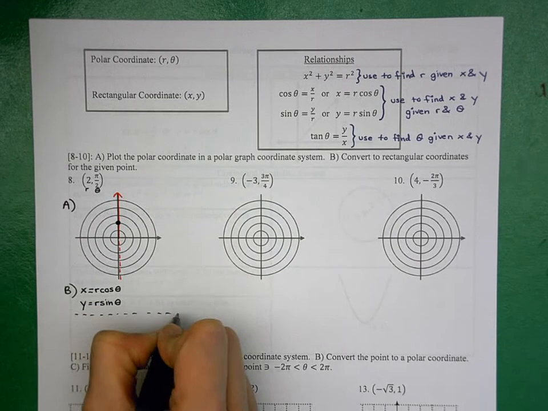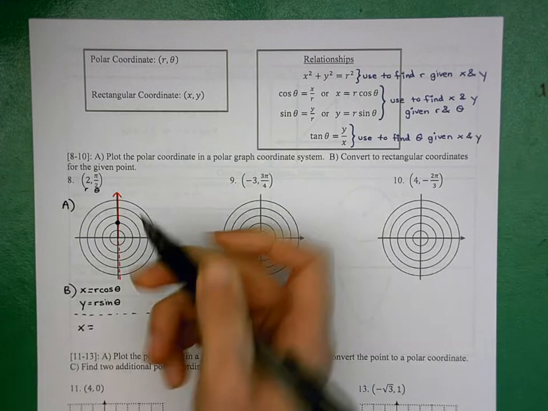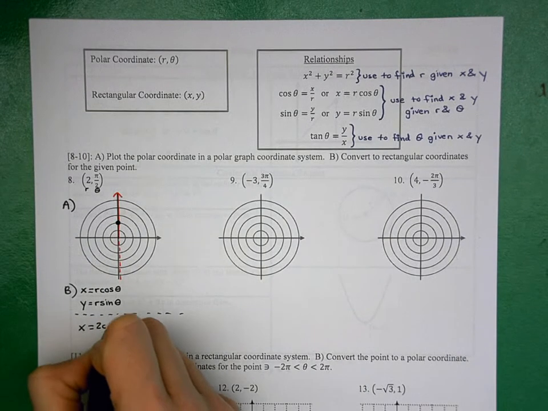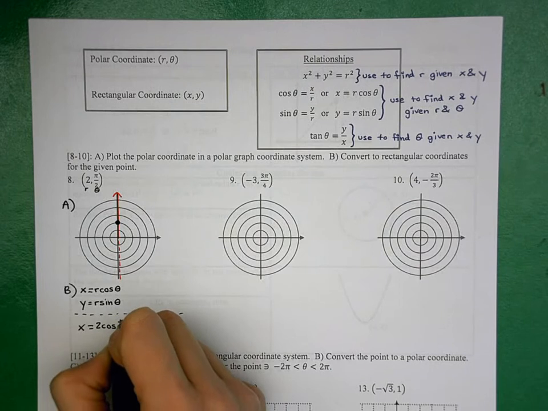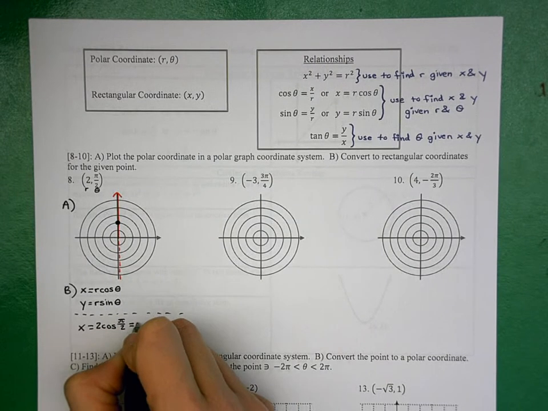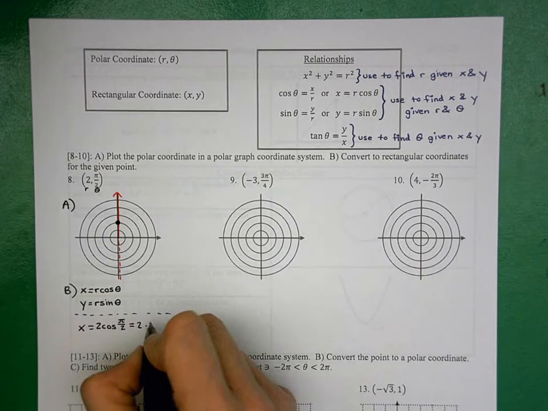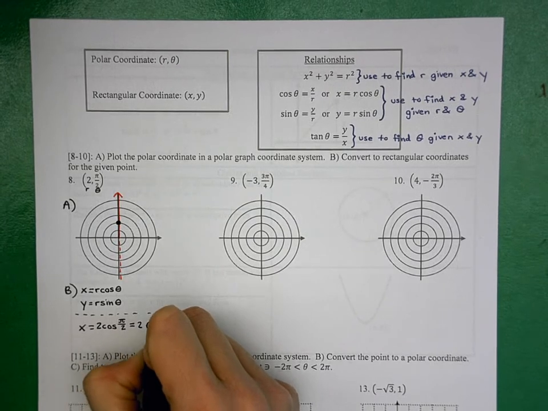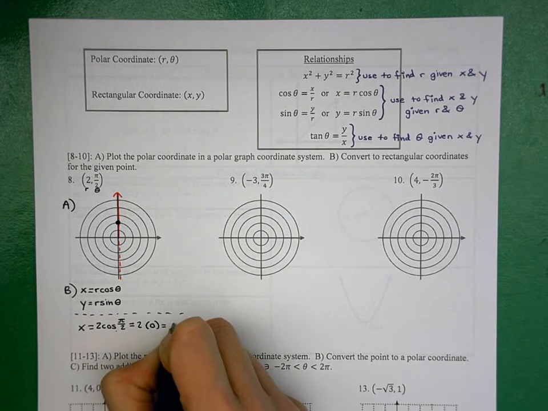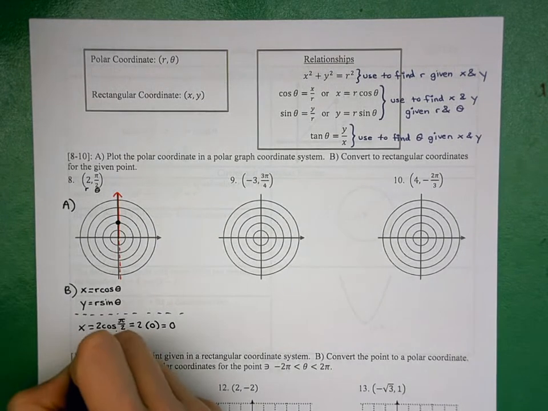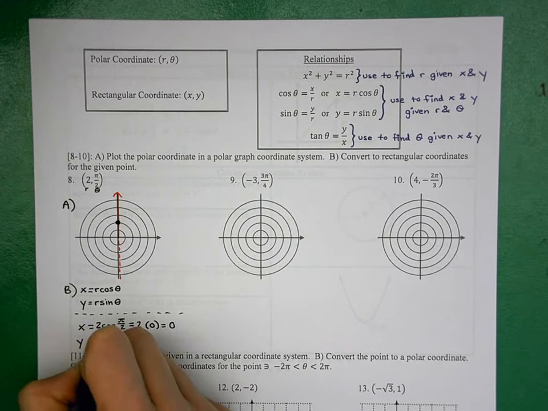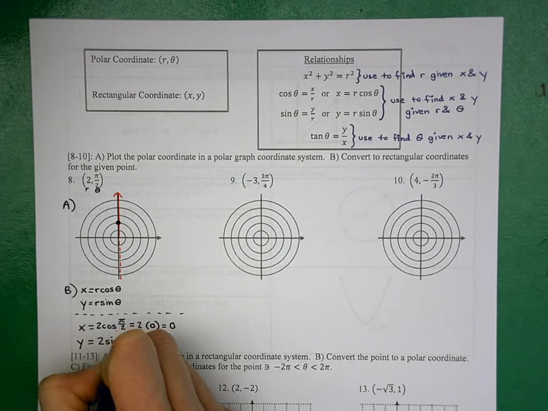My x then would be my r, which is 2, times the cosine of theta, which is pi over 2, so 2 times the cosine of pi over 2. Take a moment. What's the cosine of pi over 2 again? Draw your triangles, do your unit circle, do your hand trick, however it is, you figure out what cosine of pi over 2 is. And cosine of pi over 2 is 0. And so this is 2 times 0, which is 0. And then y equals my r, which is 2, times the sine of my theta, pi over 2, which is 2 times, what is the sine of pi over 2?